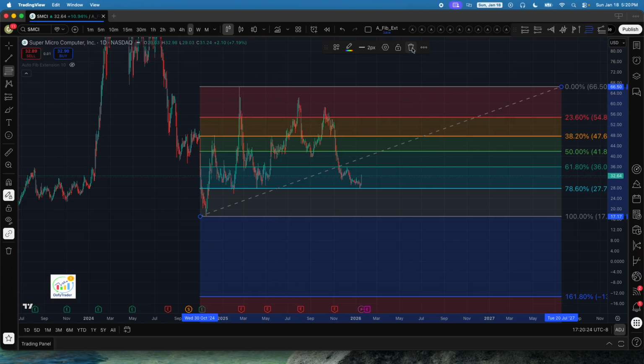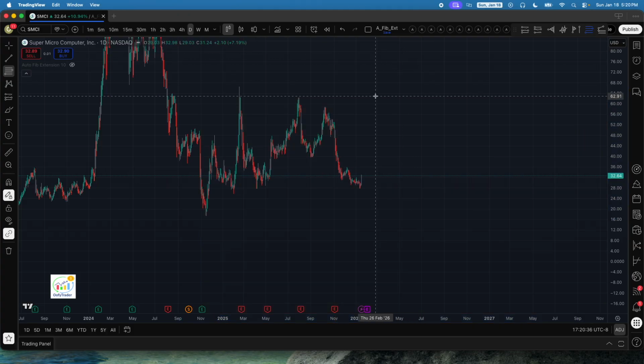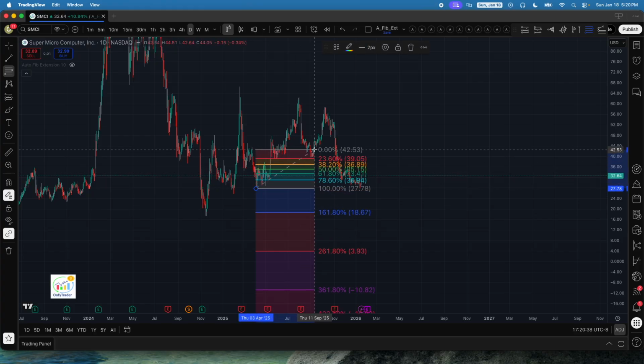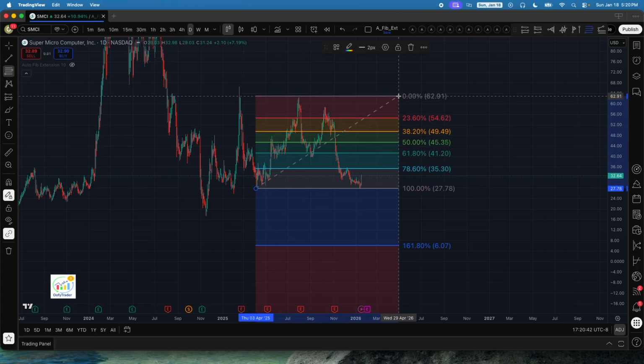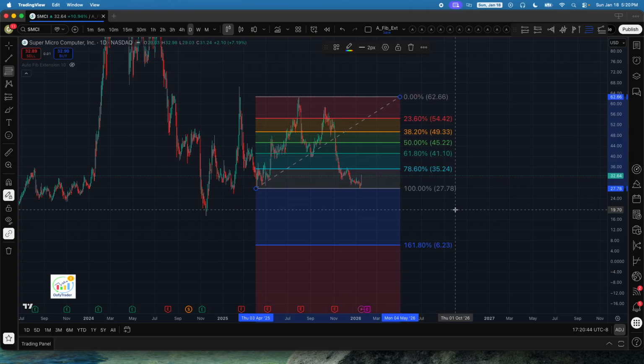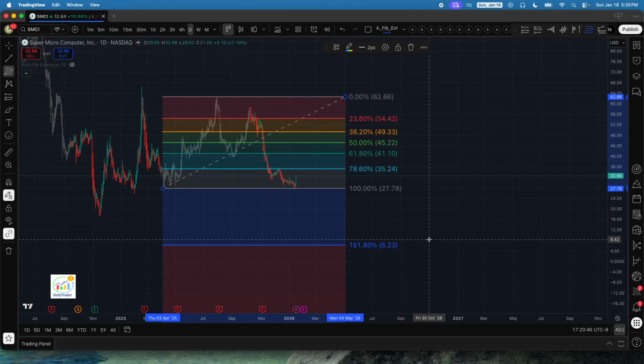Now let me delete this one. I need to consider this low here because it's a new low after it broke the 61 percent. So at this point I'm going to consider from here all the way to here. So this is the perfect point right now, and after this swing low to swing high, it just broke the 61 again. After breaking, it just went down all the way.